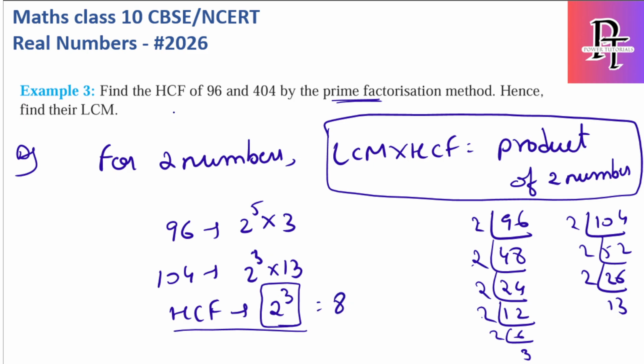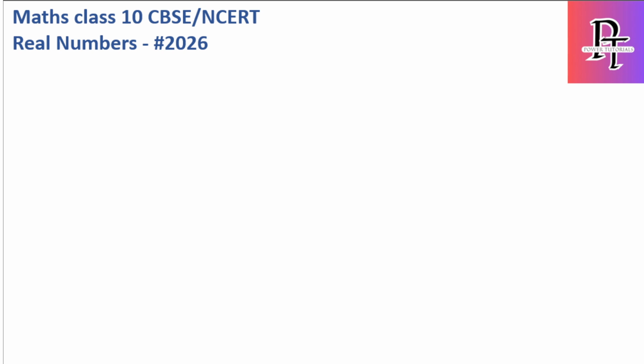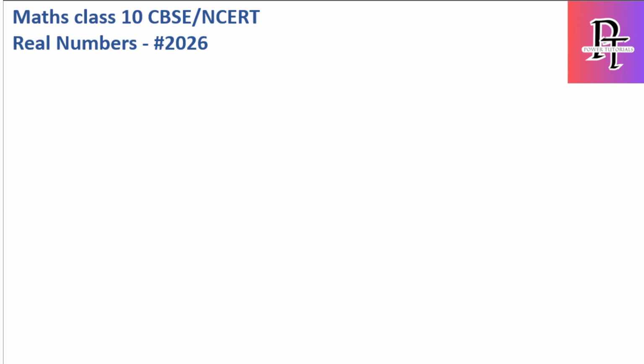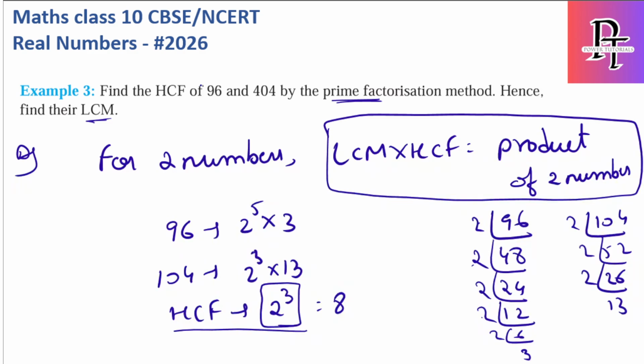But they're not asking only HCF. They're also asking to find LCM. The property I have told you: LCM into HCF is equal to the product of the two numbers. So HCF I got is 8, into LCM is equal to the product of two numbers. What are the two numbers? 96 and 404. Okay, I'm sorry. It is 404. I did it for 104. Let me correct it.